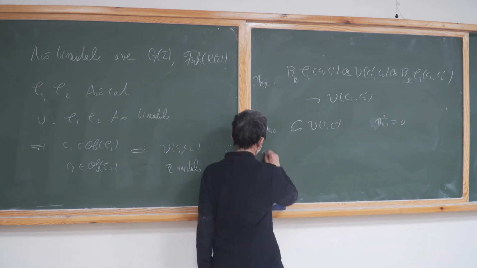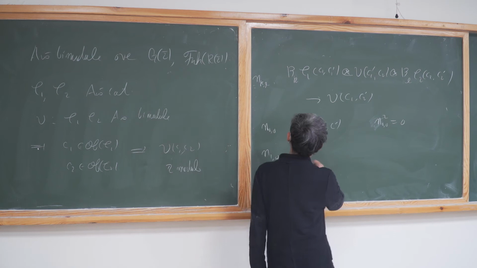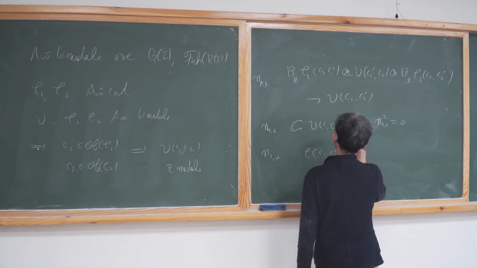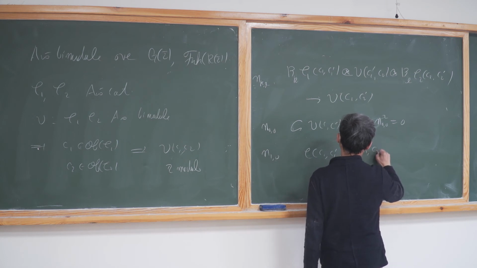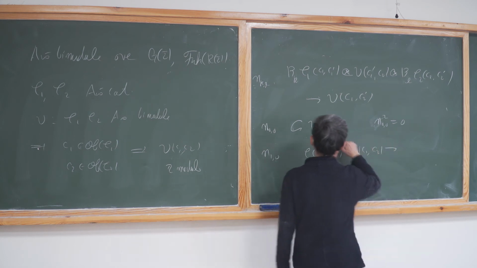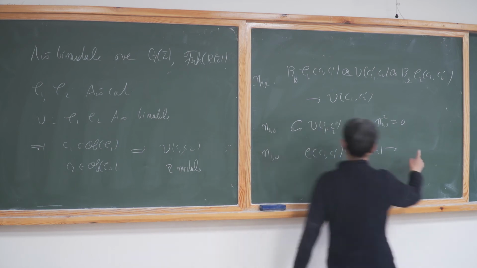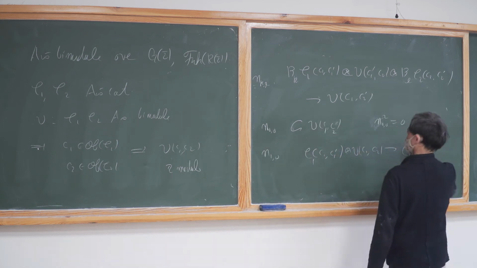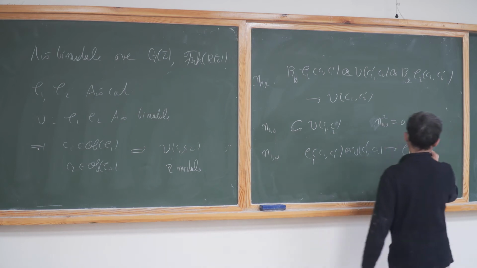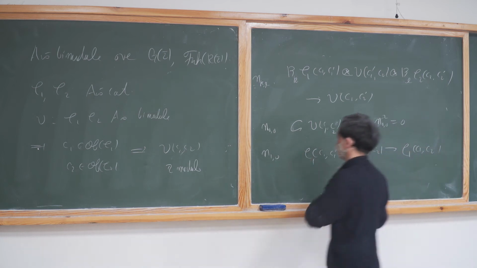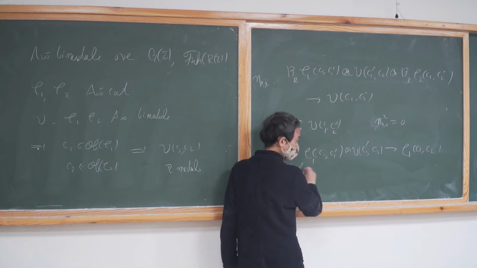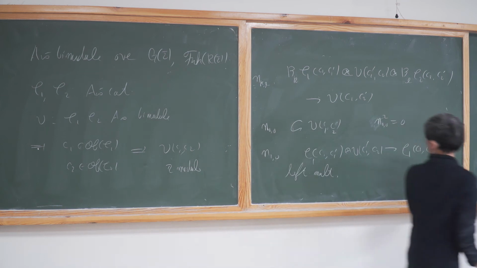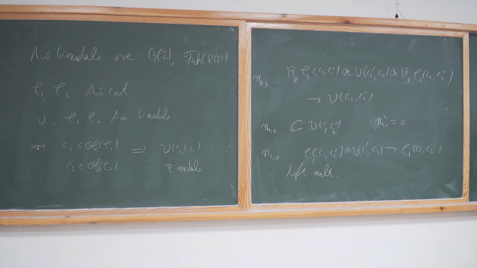And N10 is just a C1, C1 prime tensor V, C1, C2 goes to C1, C prime. So C1, C2. So this is the left multiplication. And in a similar way, this N01 is a right multiplication.